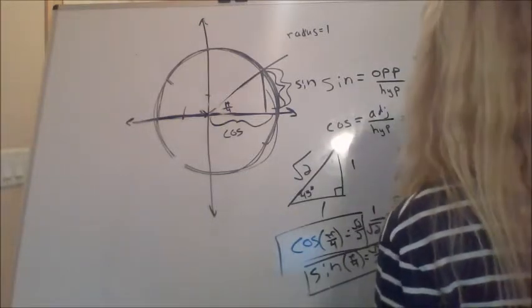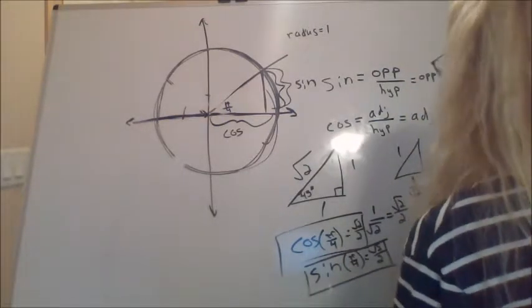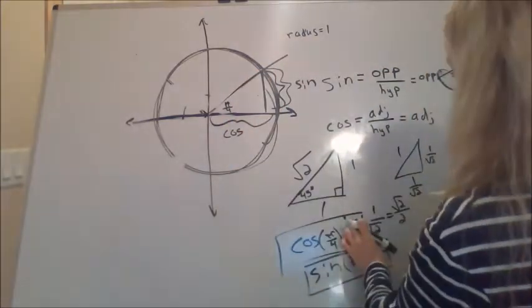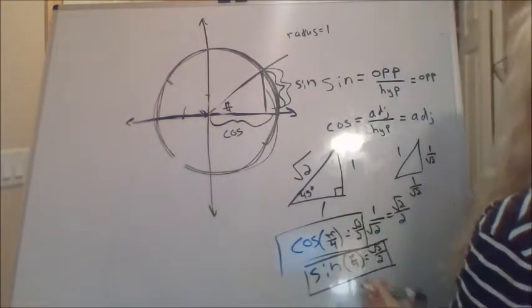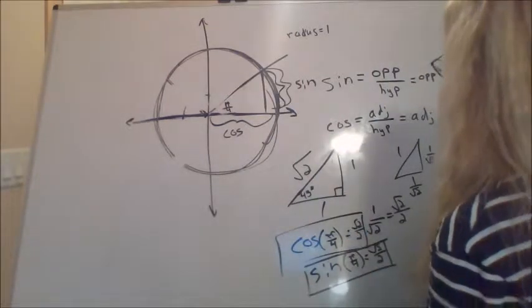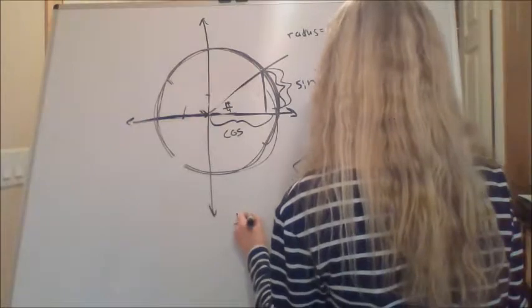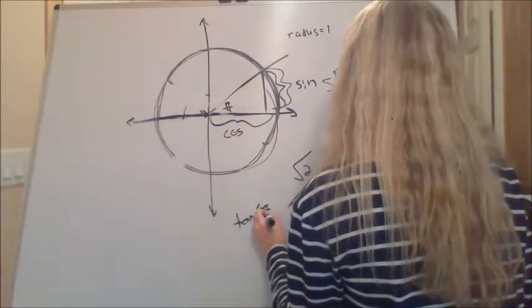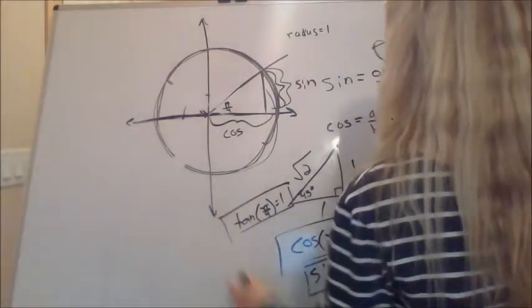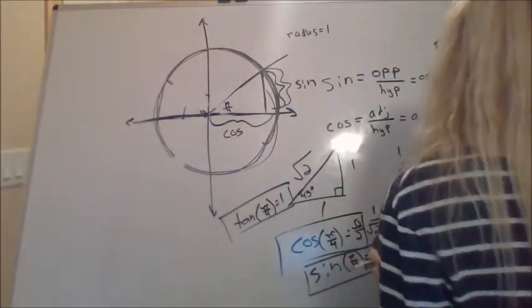Now, just for a bonus, let's think about tangent. Tangent would be this length divided by this length. And so since we know this and since we know this, and they're the same thing, if you divide something by that same something, you know that you're going to get 1. So our tangent of pi over 4 is going to equal 1. Very simple. So now let's try a harder one.